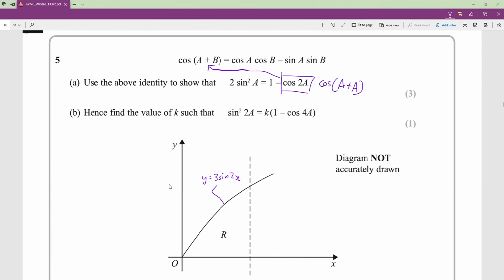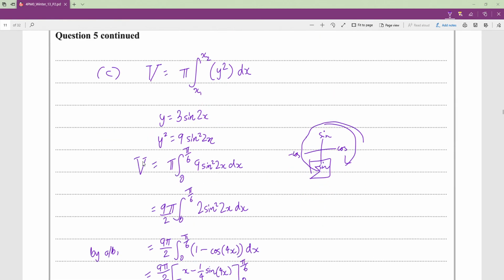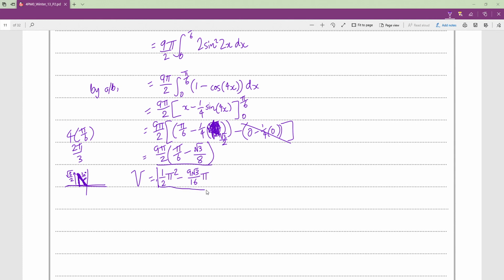Let's go back to the question. Find to 3 significant figures. We're not finding the exact value. So, what we can do here, we stick this into the calculator. Pi squared over 2 minus 9 root 3 pi over 16 gets us 1.87401 or 1.87 to 3 significant figures.